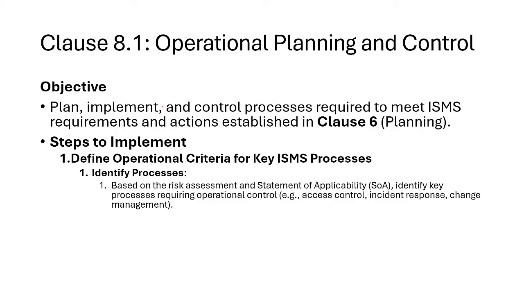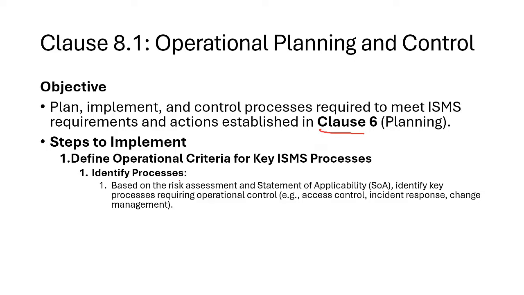Whatever we did in the planning stage of clause 6, in clause 8.1 we are going to implement and operate. So how does this process start? Based on the SOA, the risk assessment we did, and the treatment that has been finalized, we're going to implement the controls. And once we implement the controls, we have to operate them.